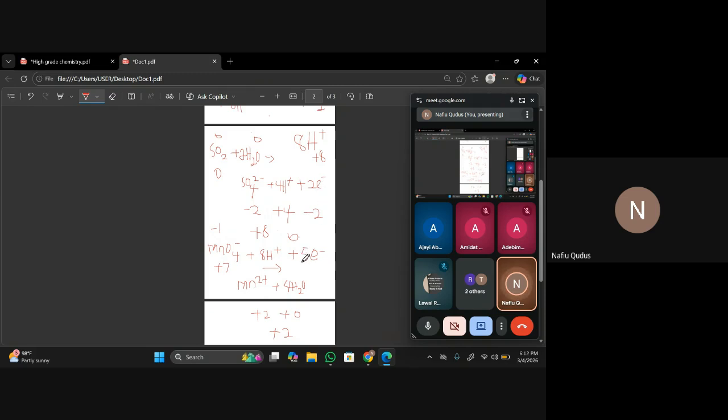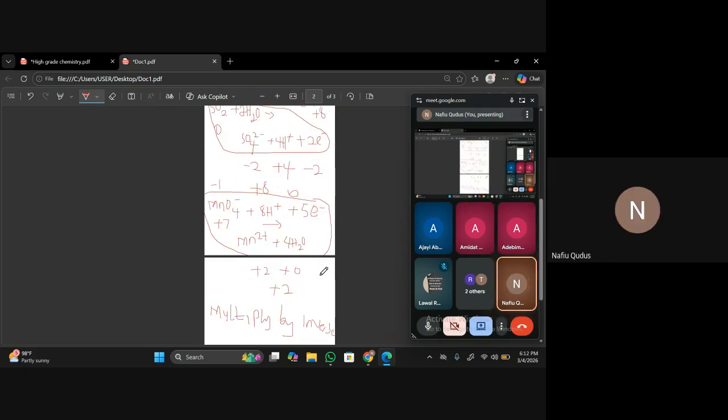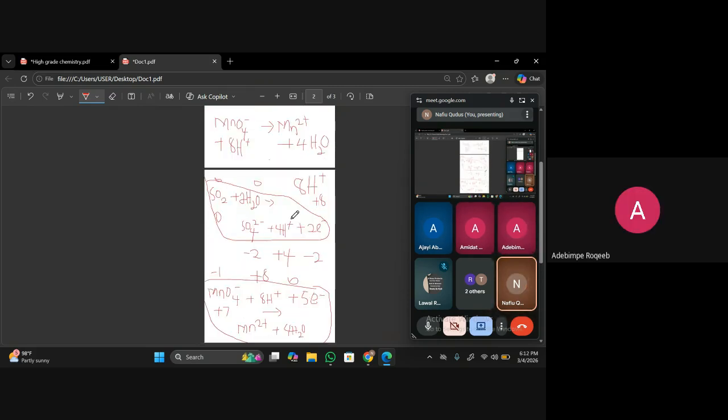What we can now do in this case is that we multiply by inverse. We have 5 electrons here. We multiply all this equation by 5. While we have 2 electrons here, we multiply all this equation by what? By 2. That's what we mean by multiply by inverse. Are we together?